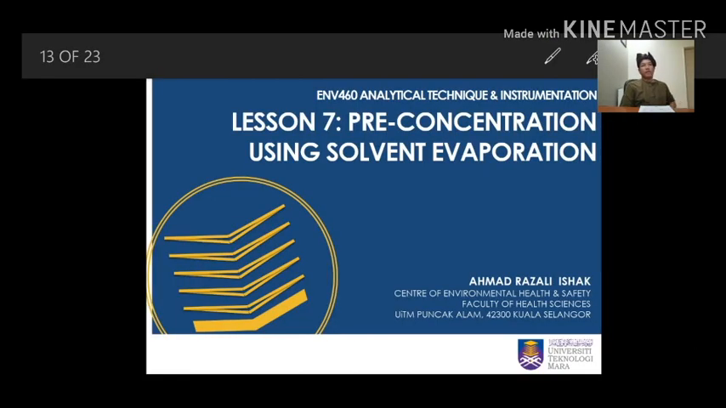Okay, that's all for the techniques of sample introduction to gas chromatography. We have five: liquid injection, solid phase microextraction, headspace, push and trap method, and finally the thermal desorption method. Now we proceed to the next lesson, which is the pre-concentration method using solvent evaporation.